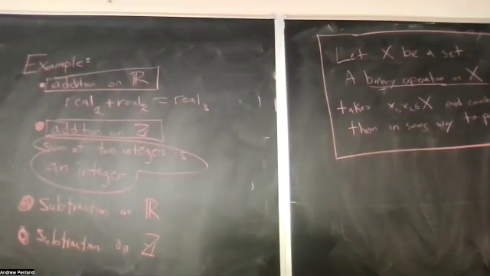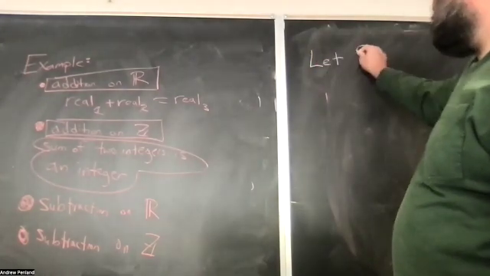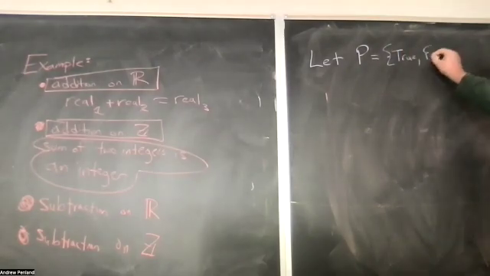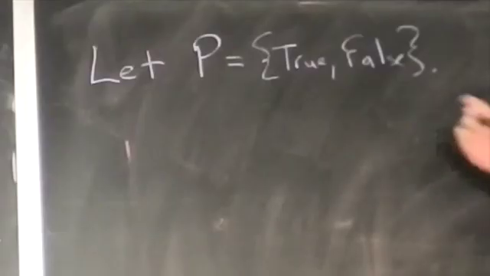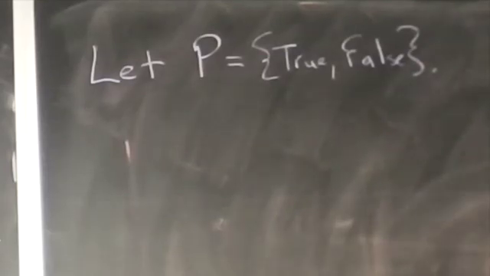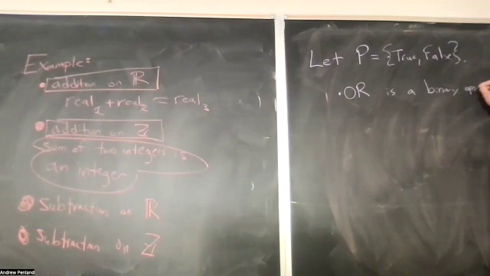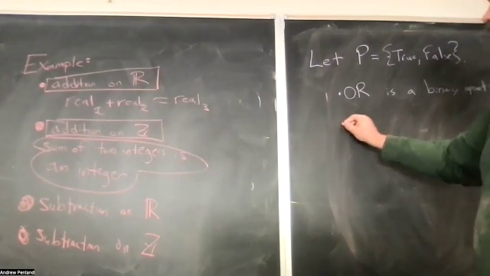You're ready for it. Are you ready for it? Let P be the set containing the logical values, true and false. Do we have any binary operations on the values true and false? What do we have? We have OR. OR is a binary operation on P. What else? AND is a binary operation on P.